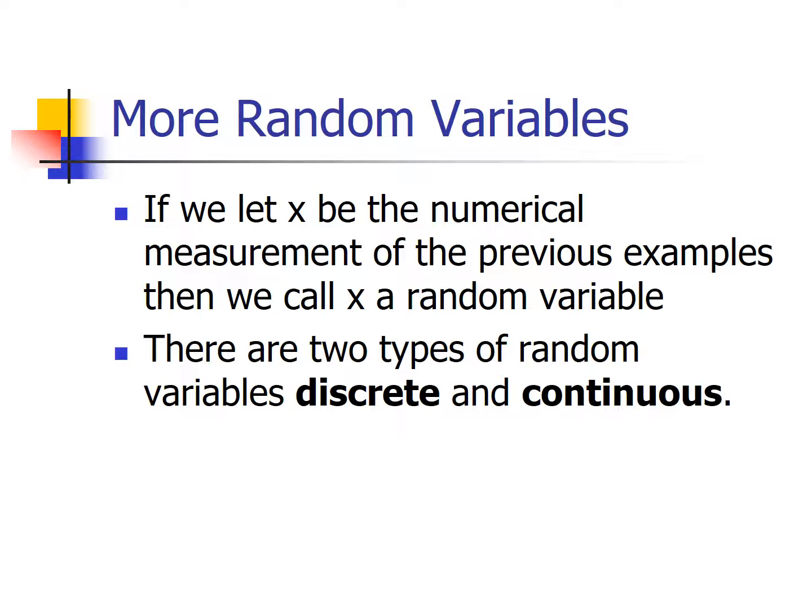Now, if we let x be the numerical measurement of the previous example, then we say that x is a random variable. Now, there are 2 types of random variables. We need to be able to distinguish between these 2 types, because the way that we treat them is going to be slightly different depending on whether they're discrete or whether they're continuous.